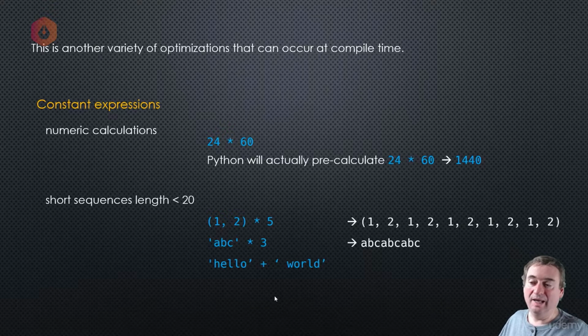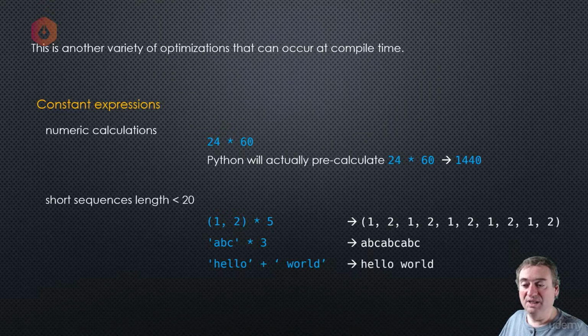Same thing with this one, hello plus world. That is also a constant. It's a constant string. It's also less than 20 characters, and that will also get pre-calculated and stored. So every time those lines run, it will use the pre-calculated values. It will not rerun or reevaluate the expressions.